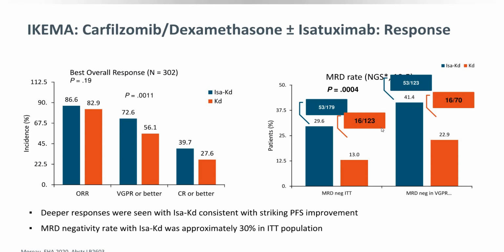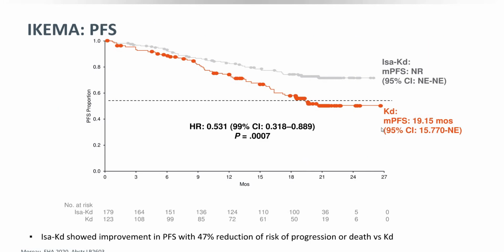The new trial, IKEMA, which we have discussed in the table form. Responses are high, the CR rate is also high, 40%, with the isatuximab combination, isatuximab with KD.